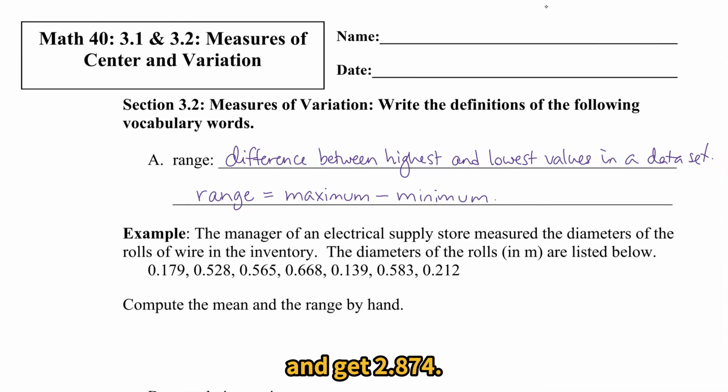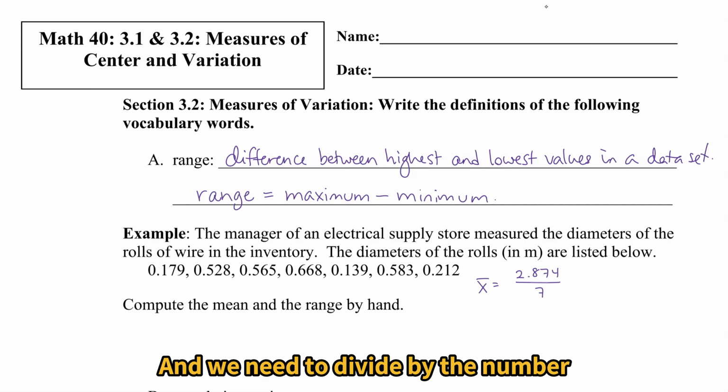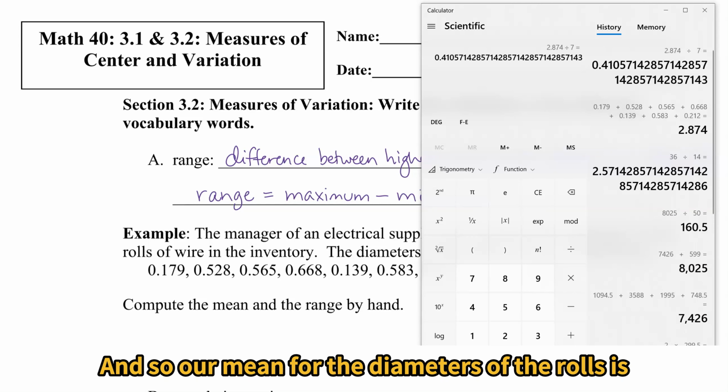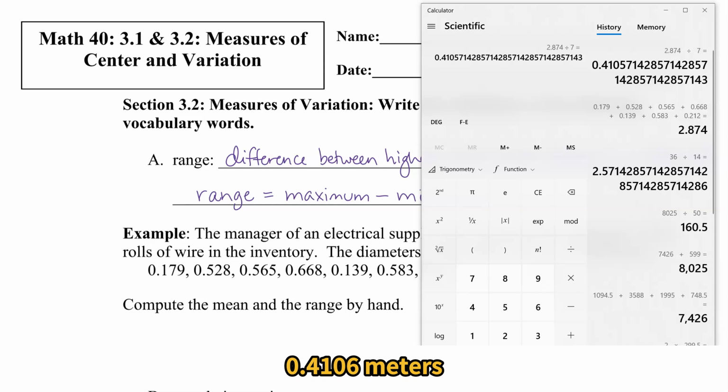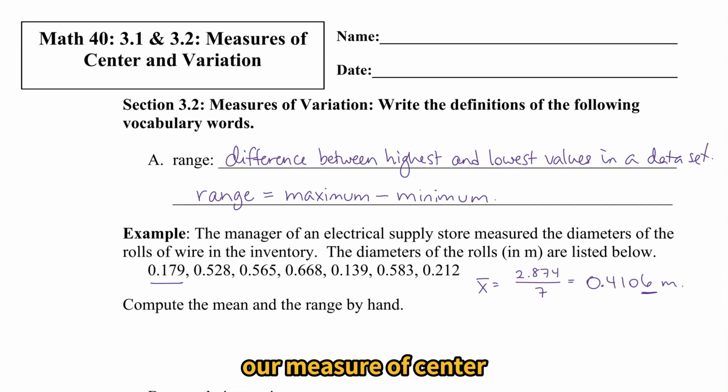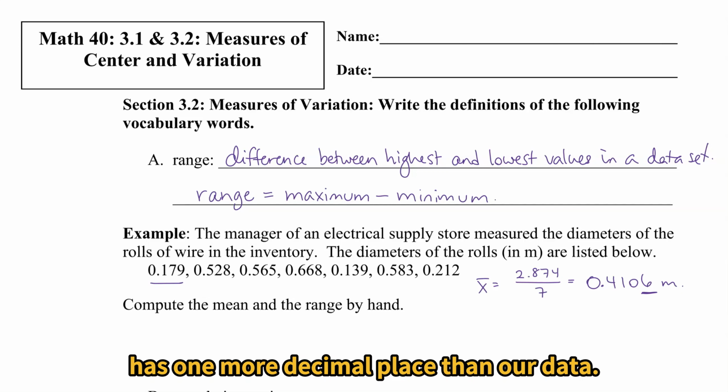We get 2.874. And we need to divide by the number that we have. We have 7 rolls. And so our mean for the diameters of the rolls is 0.4106 meters. Notice that our data has 3 decimal places. Our measure of center has 1 more decimal place than our data.